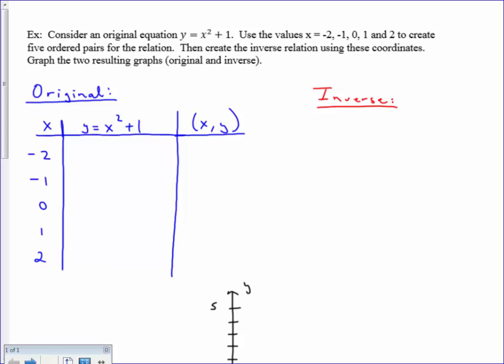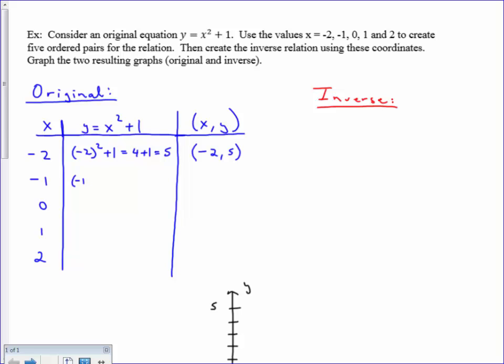This example asks us to consider the original equation y equals x squared plus 1, and then it specifies to use the values x equals -2, -1, 0, 1, and 2 to create 5 ordered pairs for the original relation. Let's go ahead and do that. So plugging -2 into my x squared plus 1, I would get -2 squared plus 1. -2 squared is 4. 4 plus 1 would give me 5. So the ordered pair here would be -2, 5.